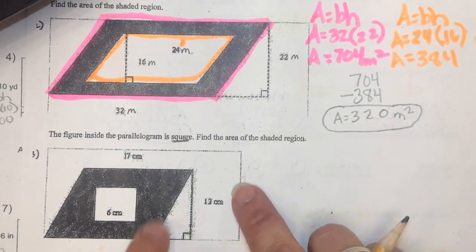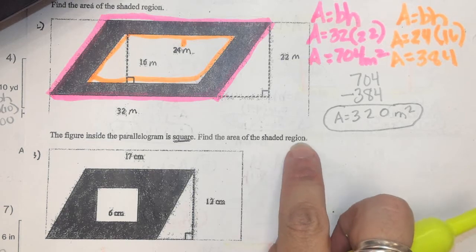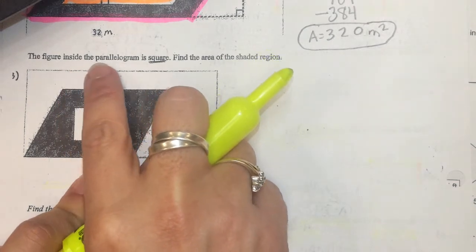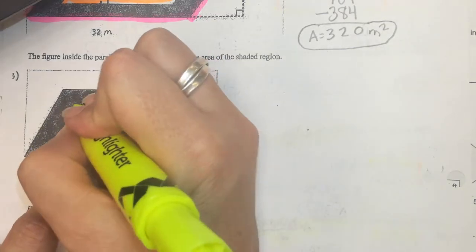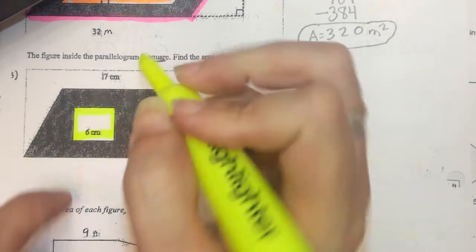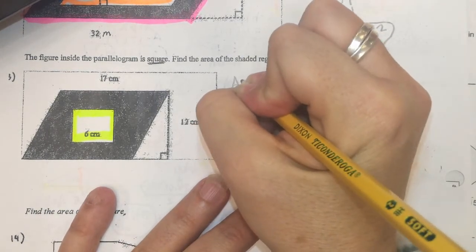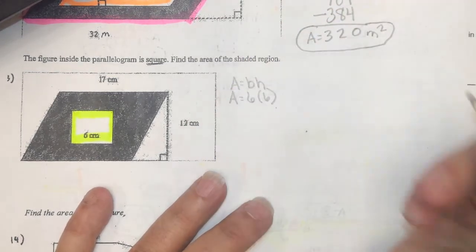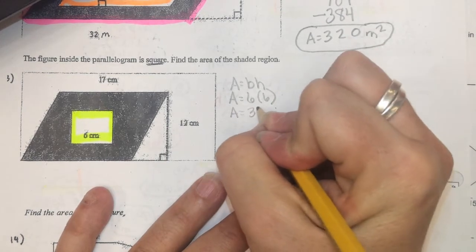Now I'm going to do the second one. There is a key word here that I've been asked about 20 times. Since it's asking, find the area of the shaded region, you had to read the first sentence. It says, the figure inside the parallelogram is a square. So, if this is a square, that means the two walls are equivalent. So, the base times the height, they're both 6's. Does that make sense? Because of the word square. So, 6 times 6 is 36.